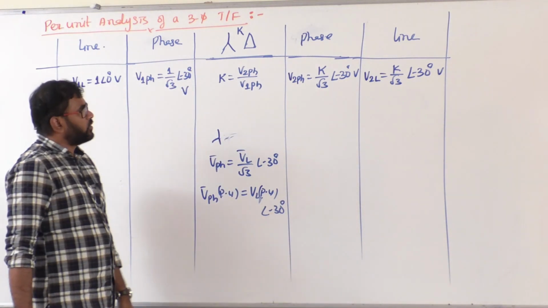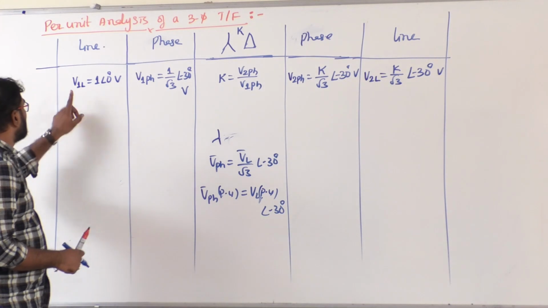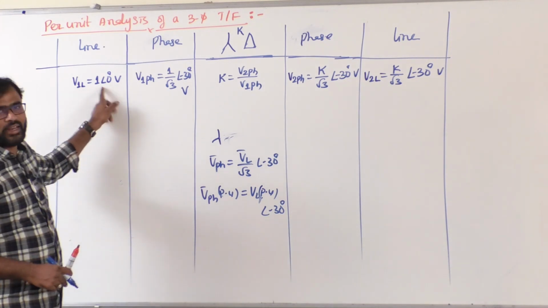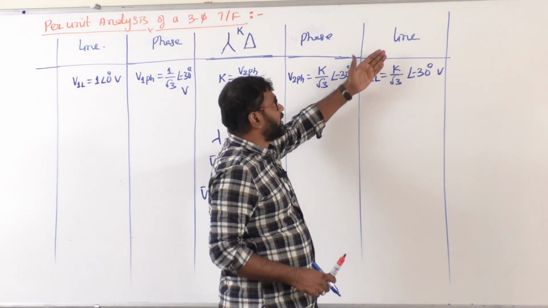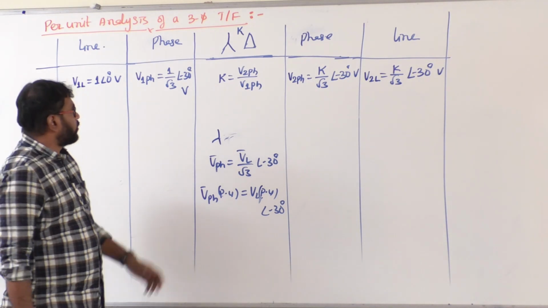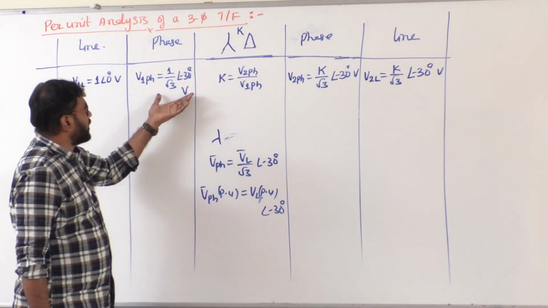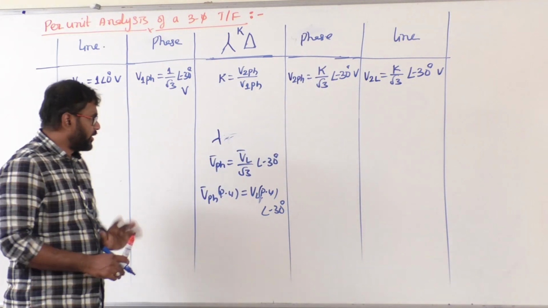Fine. That's about the actual voltages. The line voltage in the primary is 1 at an angle 0 degrees. Finally, the line voltage in the secondary is K by root 3 at an angle minus 30 degrees. Now what is the phase voltage here? 1 by root 3 at an angle minus 30. What is the phase voltage here? K by root 3 at an angle minus 30 degrees.